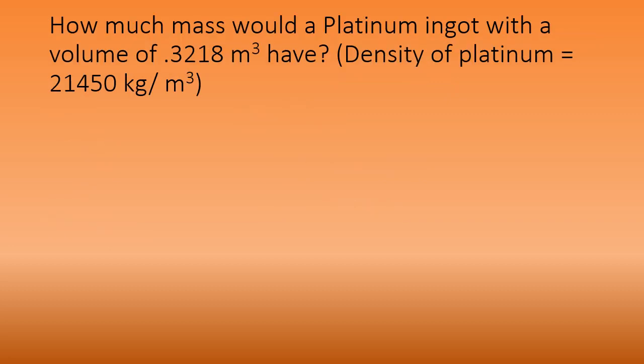One more problem of this sort to wrap things up. So how much mass would a platinum ingot with a volume of 0.3218 meters cubed have? The density of platinum is 21,450 kilograms per meters cubed, a rather dense substance. So we're going to start with our formula written out. Density equals mass divided by volume. We'll write our variables that we do know out. Density is given to us as 21,450 kilograms per meter cubed. And the mass is being asked for.